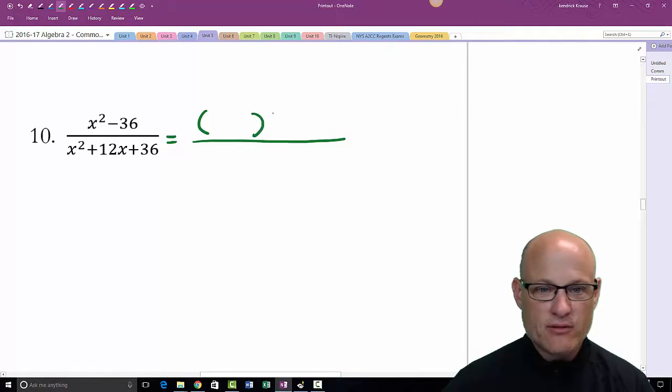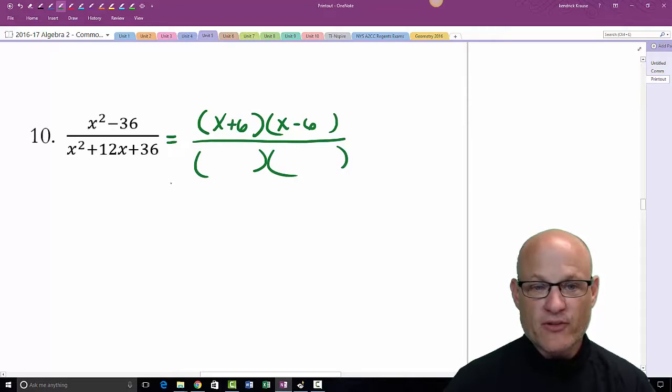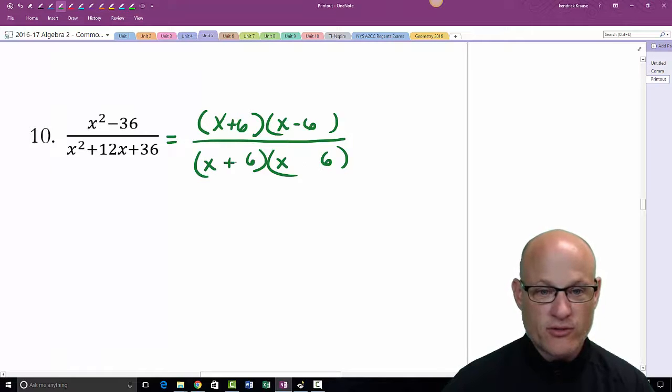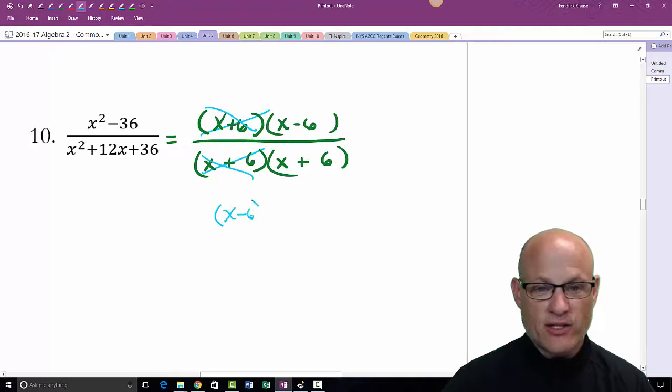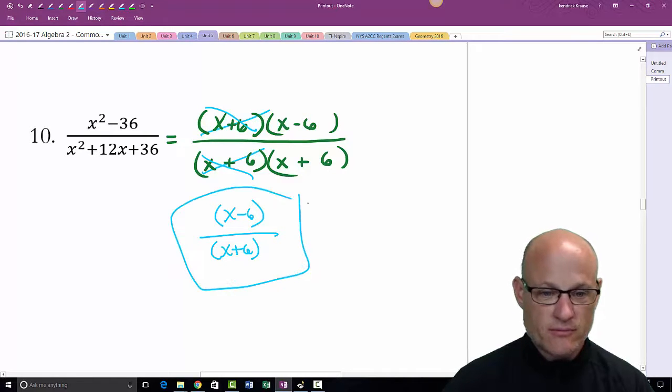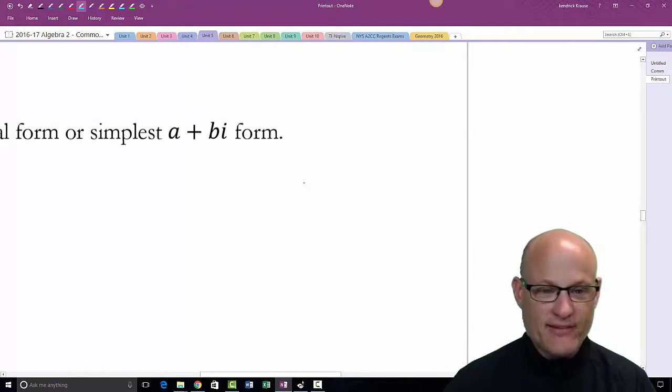Numerator, dots: x plus 6, x minus 6. Denominator, not dots. Ooh, it's a perfect square trinomial. What multiplies to 36 that adds up to 12? Oh, that's 6 and 6. One's plus, one's plus. In this case, they're both plus. The x minus 6's cancel, and I'm left with x minus 6 over x plus 6. Man, math is so much fun.